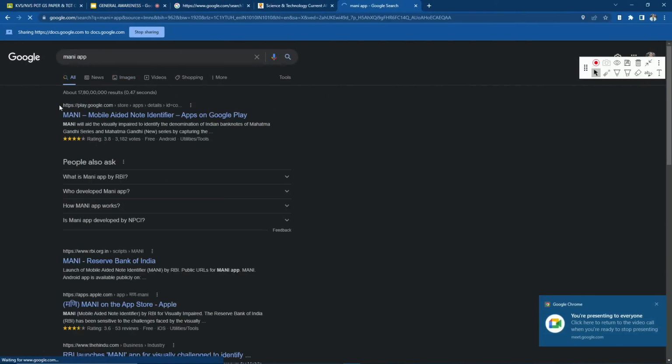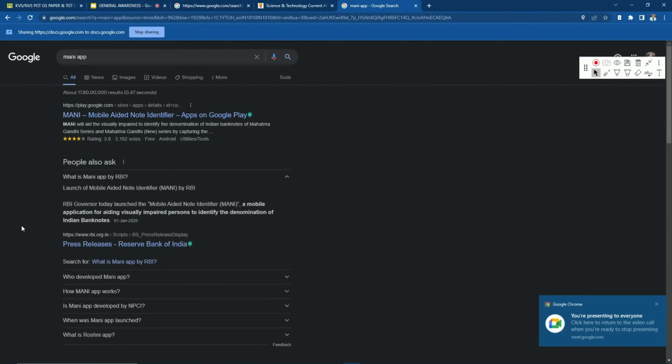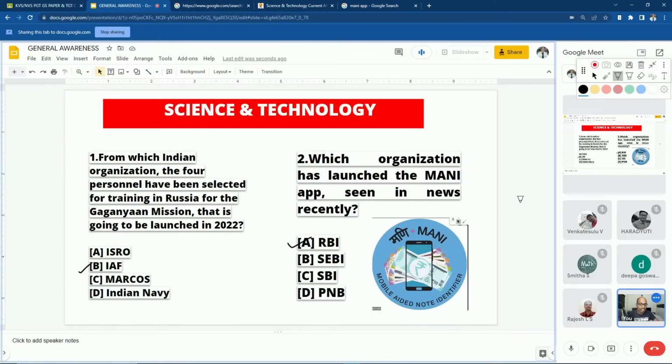But what is the purpose of this Money app? Can we quickly find out? This is for visually impaired for fake currency. A mobile application for aiding visually impaired persons to identify the denomination of Indian banknotes, not fake currency. So that is the purpose of this mobile application, and the name of the mobile application is MANI, Mobile Aided Note Identifier.